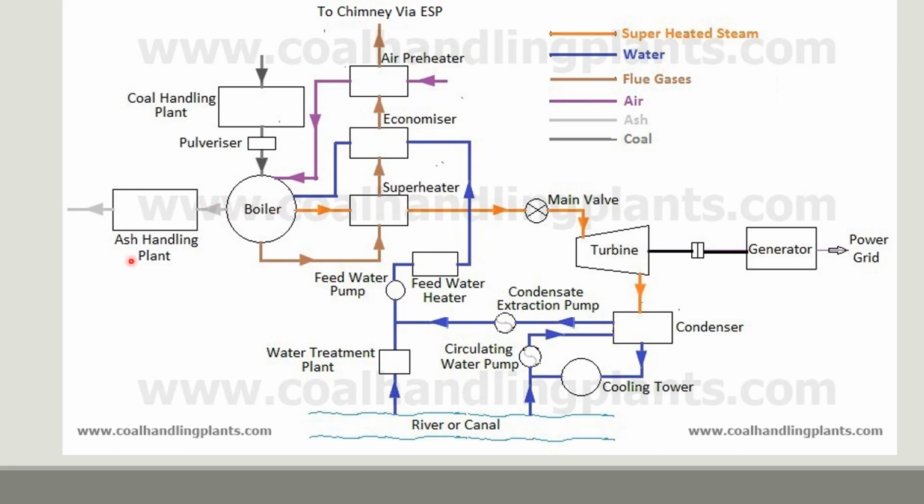Now we have an ash handling plant, which we'll be discussing later on, and further we have this brown line, which shows the flue gases coming out of the boiler. It is very important to remove them from the boiler because they may damage the boiler and reduce the efficiency of the power plant. So we use the heat of these flue gases to heat the steam in the superheater, and further in the economizer and air preheater. Air coming from outside is provided to the boiler for oxygen so that the coal may be burned. So we preheat it using the flue gases.